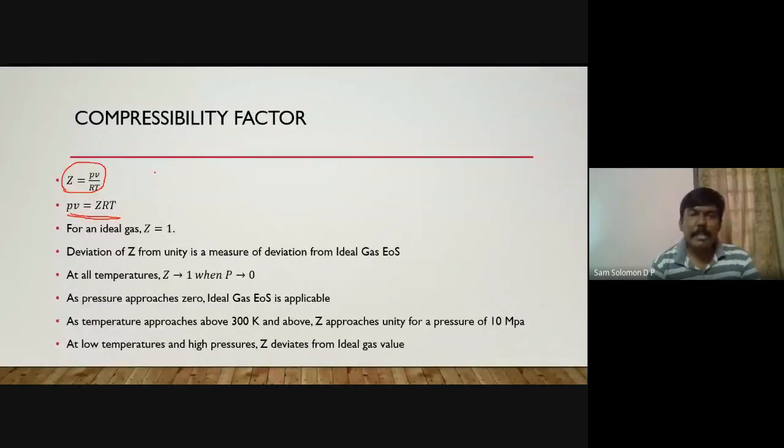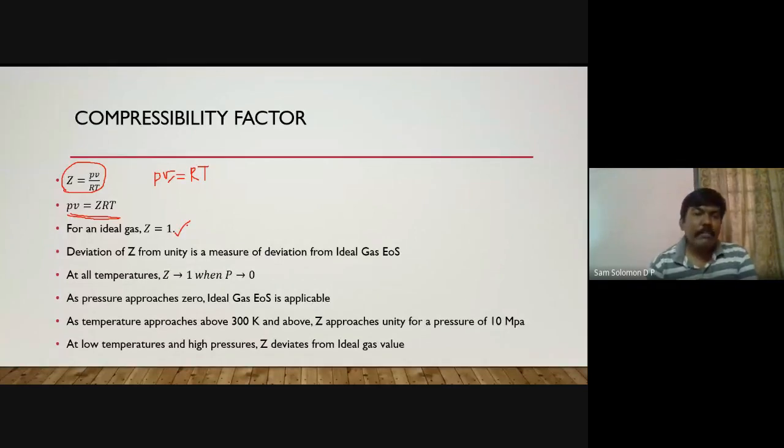If you remember, P small v equal to RT is your ideal gas equation of state. When you define Z equal to Pv by RT, Pv is equal to RT, so they cancel out each other. So your Z will be equal to 1. Pv is equal to RT for an ideal gas. So for an ideal gas, Z will be equal to 1. Z is unity for an ideal gas.